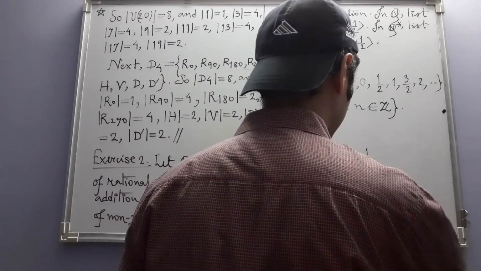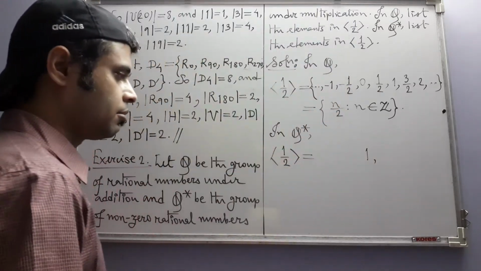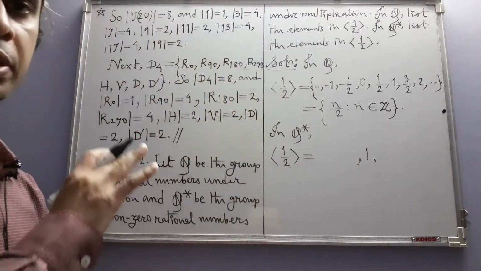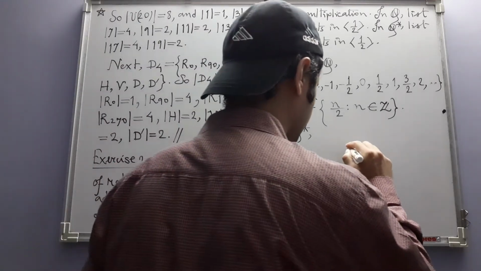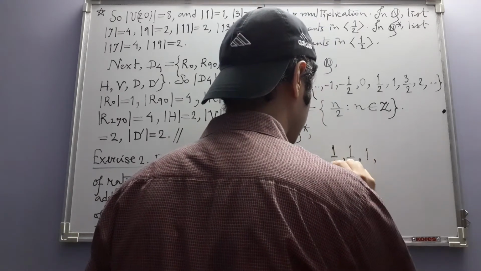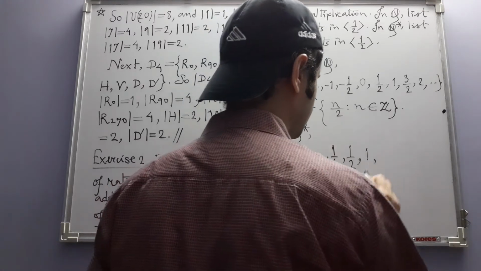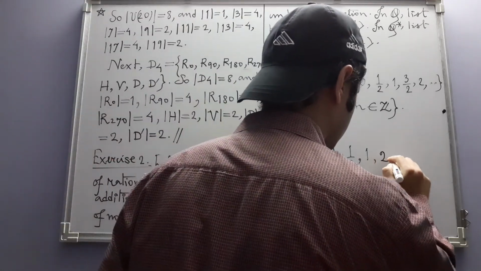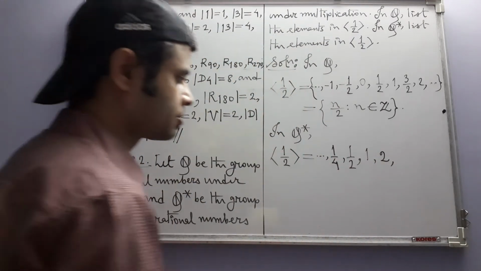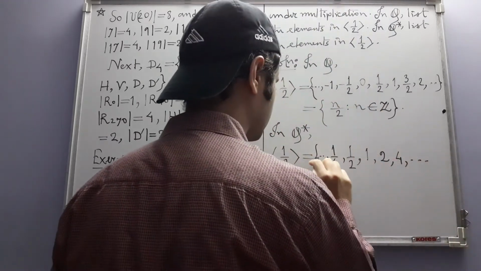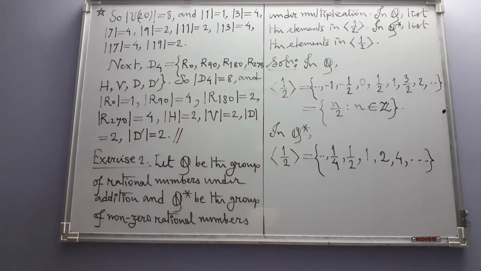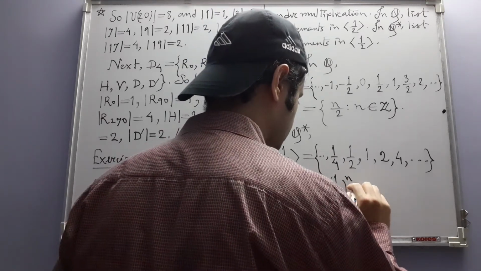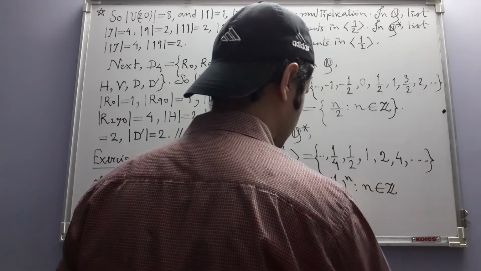So here also we will have the identity element, which is 1, and all the positive integral powers. That means you will have 1 by 2, 1 by 2 whole square, 1 by 2 whole cube, those things. So they will give us 1 by 2, 1 by 4, 1 by 8, etc. And negative integral powers: 1 by 2 to the power minus 1 gives us 2, 1 by 2 to the power minus 2 gives us 4, and so on. So in this case, this is just the definition of the cyclic subgroup.